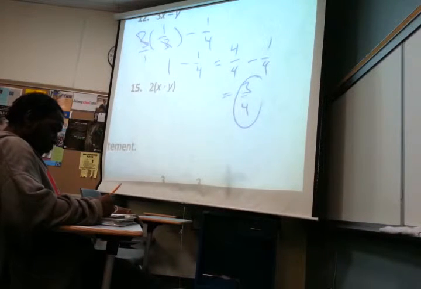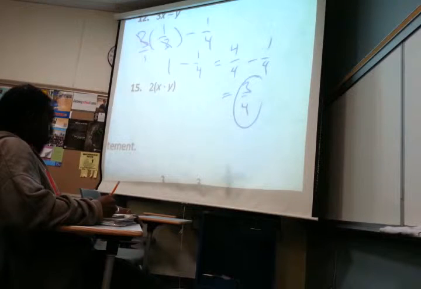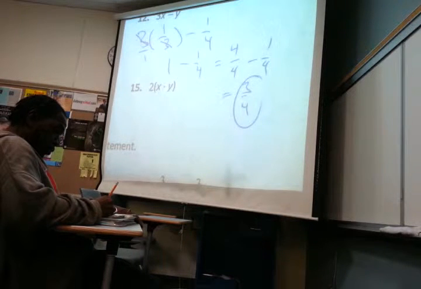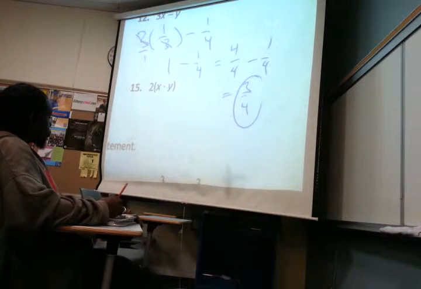1 is kind of cool. If the LCD is 8, 1 becomes 8 over 8. If the LCD is 11, 1 becomes 11 over 11. It just becomes whatever you need. 1 is very useful.